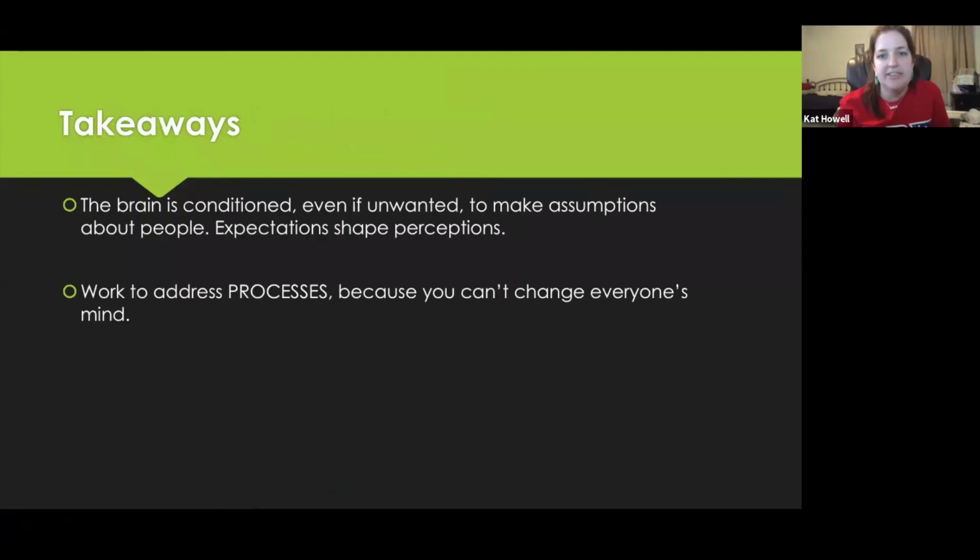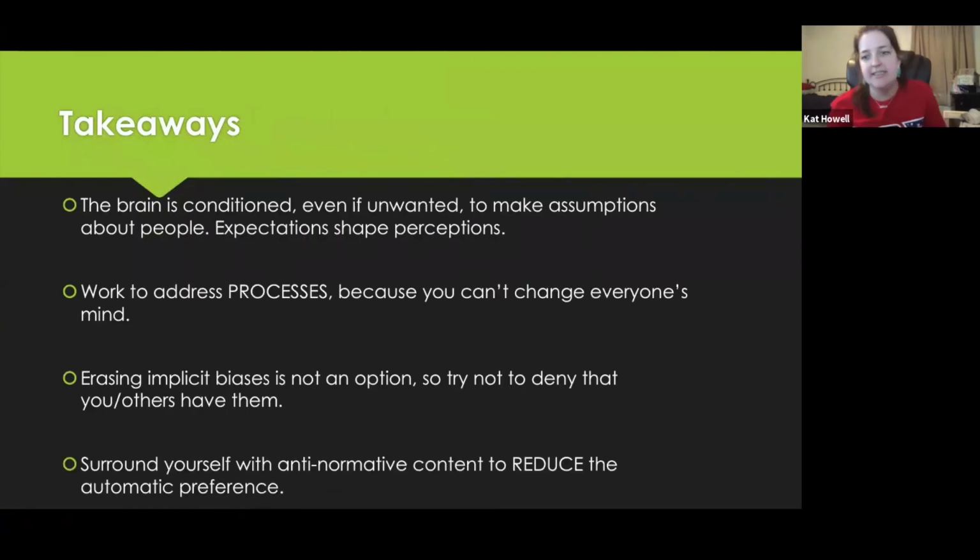I'm just going to post the takeaways. You can read them if you want, but if there are any more comments, or if folks want to say one last thing out loud, feel free.